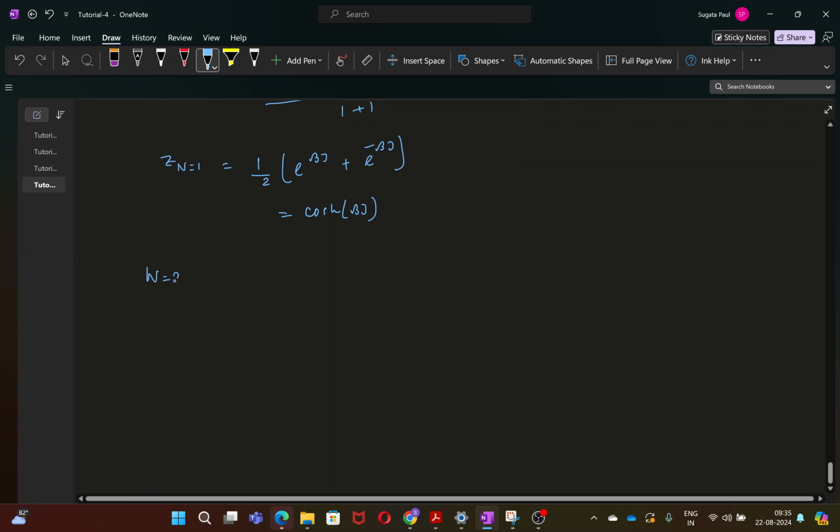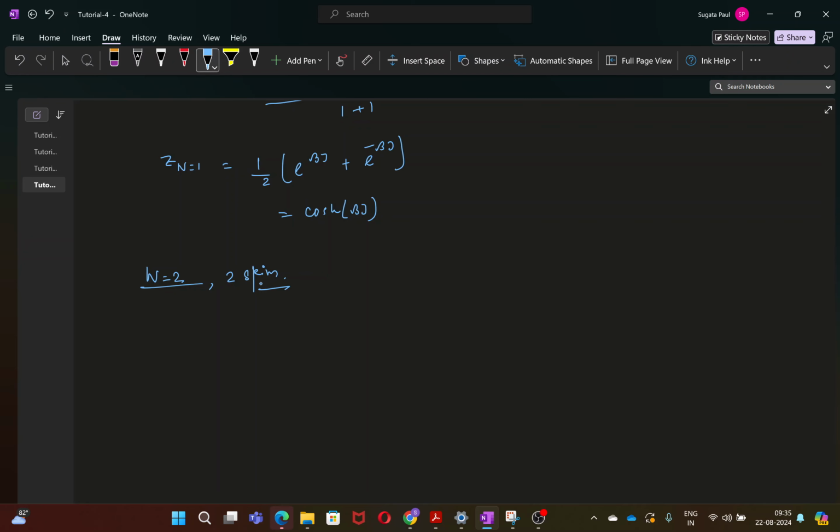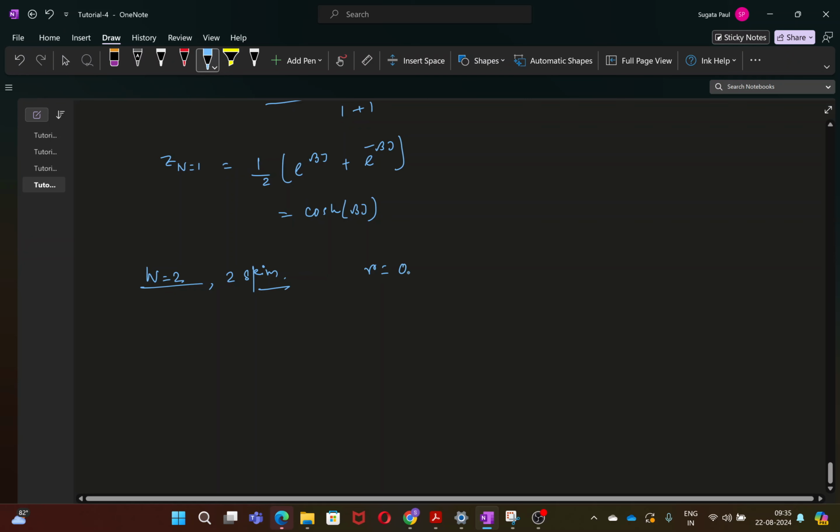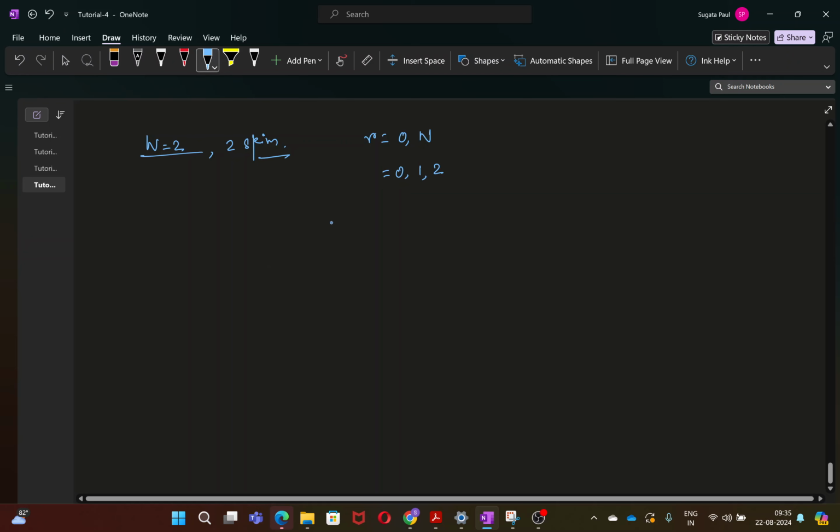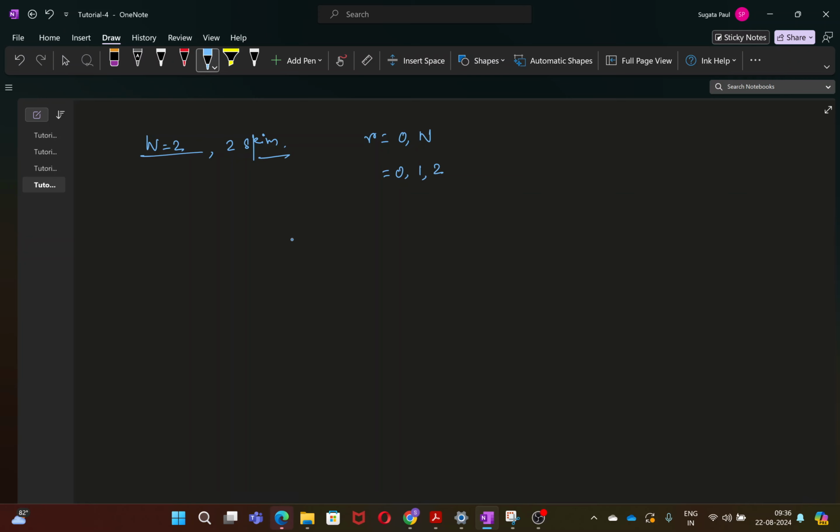Now the same thing, if you try for N equal to 2, when two spins are there, what are the possible values? First of all, if there are two spins, then which will be the energy states in this case? So there are two spins, right? The r value will be going from 0 to N, which means it will be going from 0, 1, and 2. Three values are there. So your r value will be 0, 1, and 2.